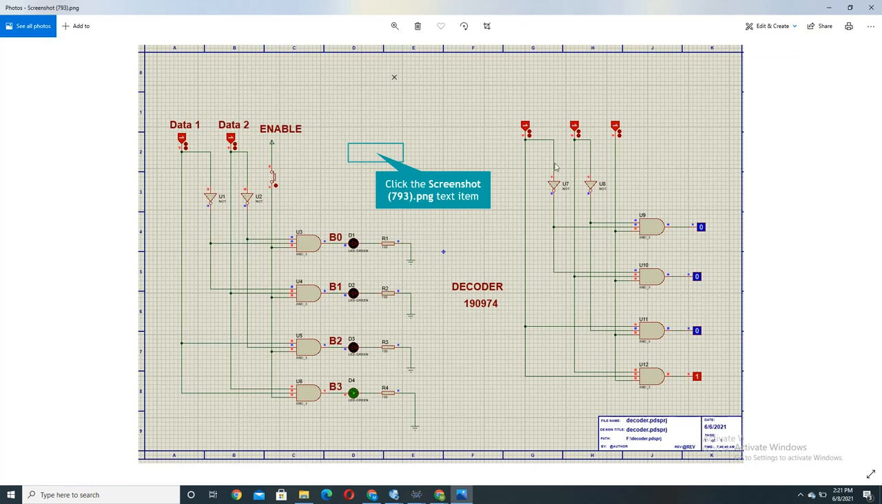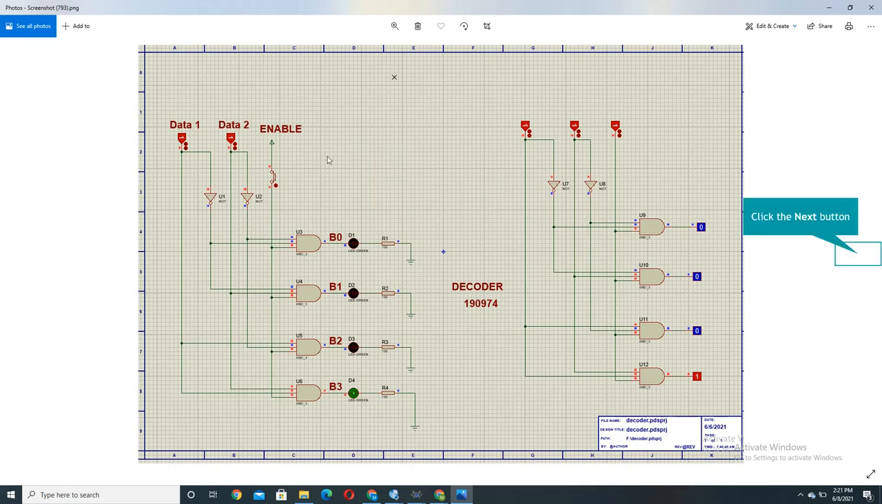If both data 1 and data 2 are 0, then the output would be A or B0, the enable will be B0. Then if data 1 is positive, then the output is equal to C. And if data 2 is positive and data 1 is negative, then it's B. And if both are positive, then D.